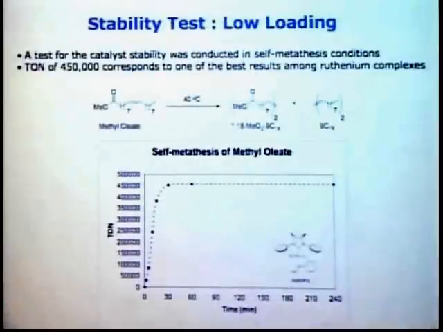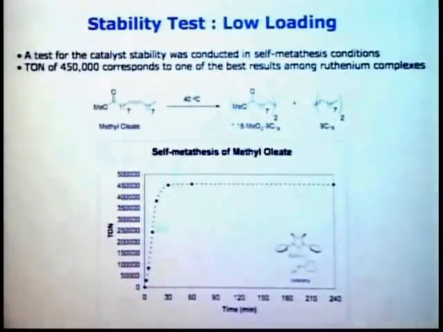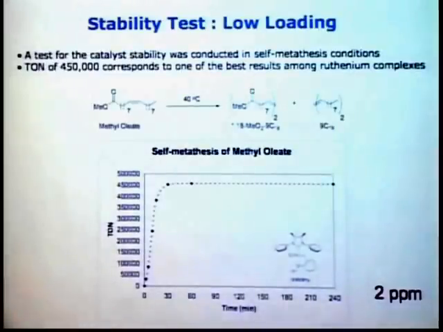So this is, go back to the methyl oleate again, doing this dimerization, self-metathesis. This reaction goes very cleanly again. Now the turnover numbers are almost 500,000. So that means we can do this reaction now with 2 parts per million catalyst. So we're getting to the point where the amount of catalyst we have to put in is insignificant. So the cost and everything else doesn't matter. So that's really what we're driving for.